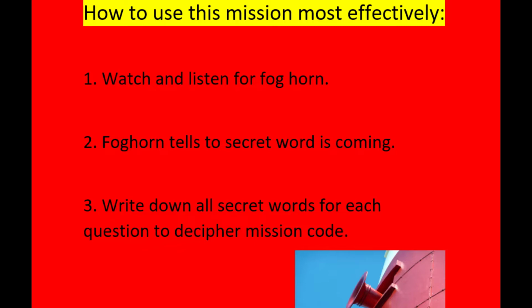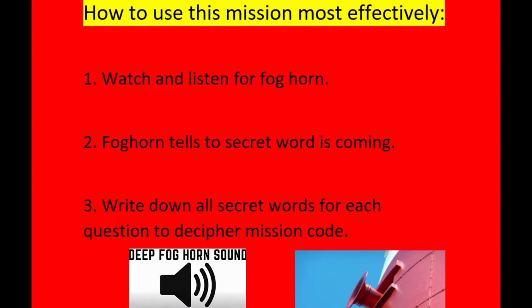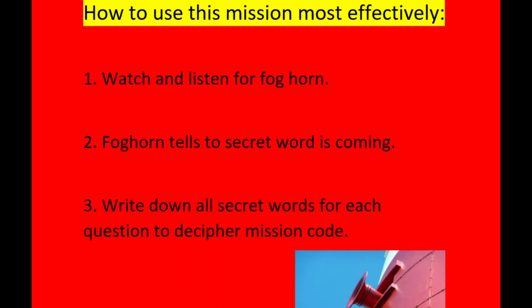All right. Inside the explanation for each question, you're going to listen for a secret foghorn that tells you the secret word is coming. So when you hear the foghorn, get ready to write down the word. There's a space in your PDF where you can write your secret word down. Collect all your secret words to decipher the secret message from the mission code. All right, let's go ahead and get started with some problems.